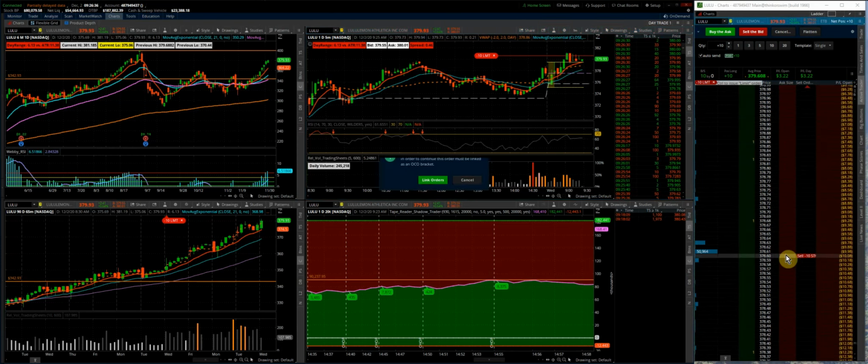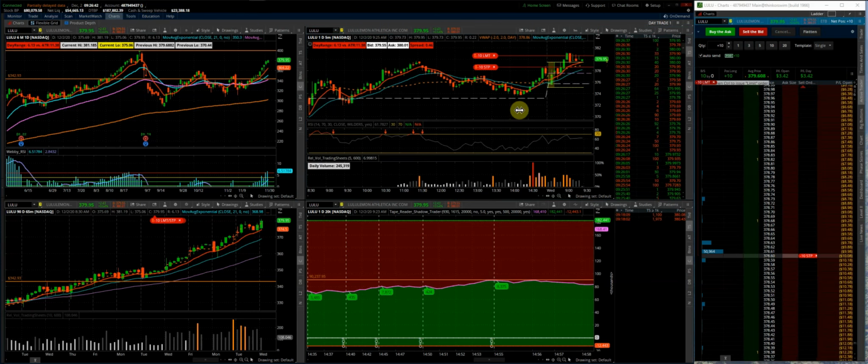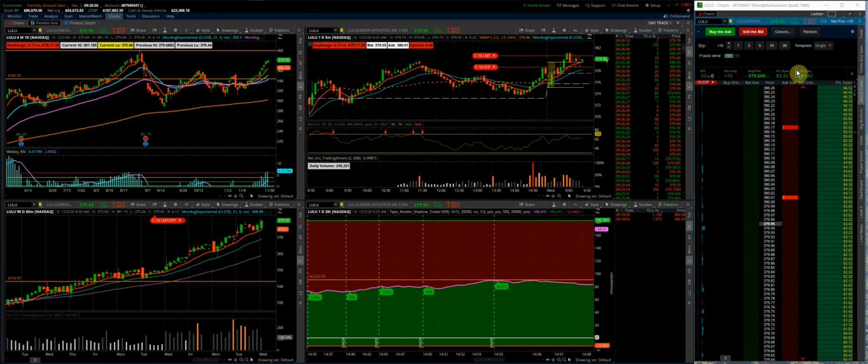There you go. I love my system because it tells me to link the order, so it's an OCO. If this one triggers, this one gets deleted, and vice versa. So now I have my target and my stop loss, and let's see how it goes. I'm just gonna let it breathe there for a little bit. I don't see anything else.